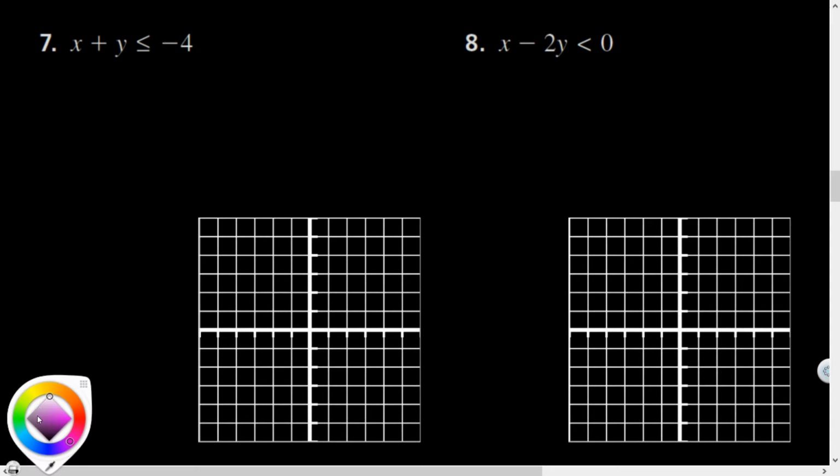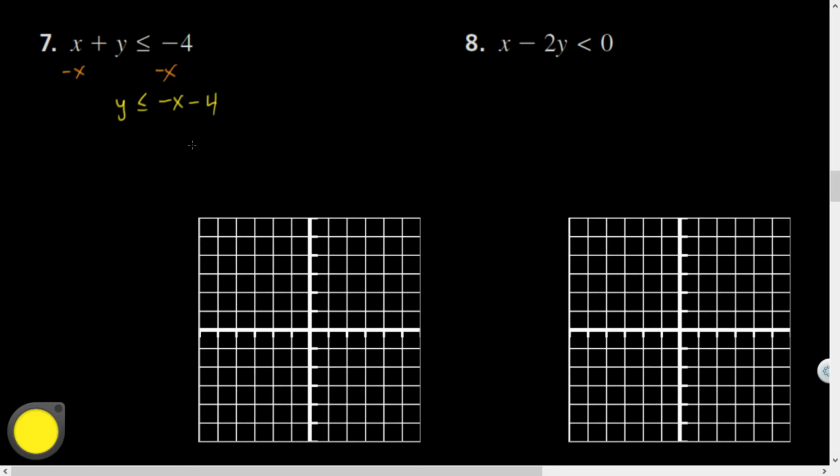Let's put this in slope-intercept form first. How could I put this in slope-intercept form? I got to solve for the y. So we would subtract x from both sides. And I'd have y. Do I have to flip the inequality for that? No. We only flip inequalities when I multiply or divide by a negative.